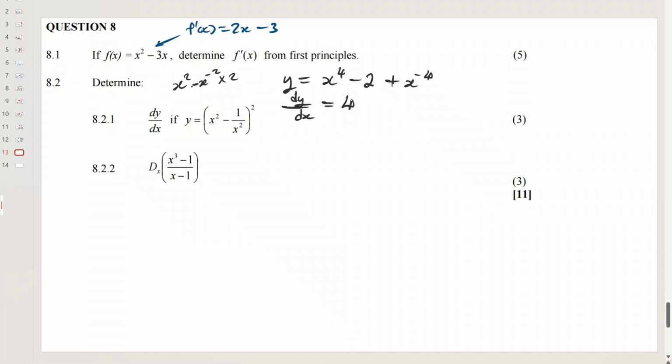You have 4x to the power 3, and then minus 4 into x to the power minus 5, and then you have 4x cubed minus 4 all over x to the power 5. This will be your derivative.